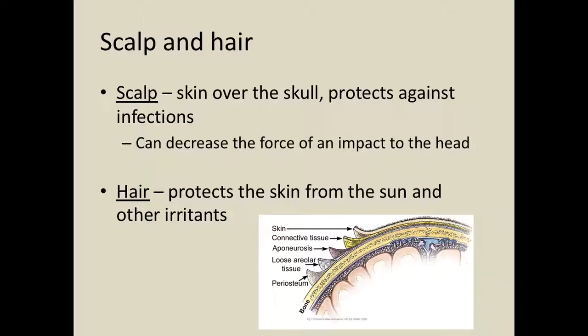scalp, which is basically the skin and all the other layers above the bone. It does lots of things, including protecting the skull and protecting against infections so that things can't get in to the brain and the bone from the outside, just like your skin does everywhere else. And you also have hair up there to protect the skin from the sun and anything else that might be in the air.